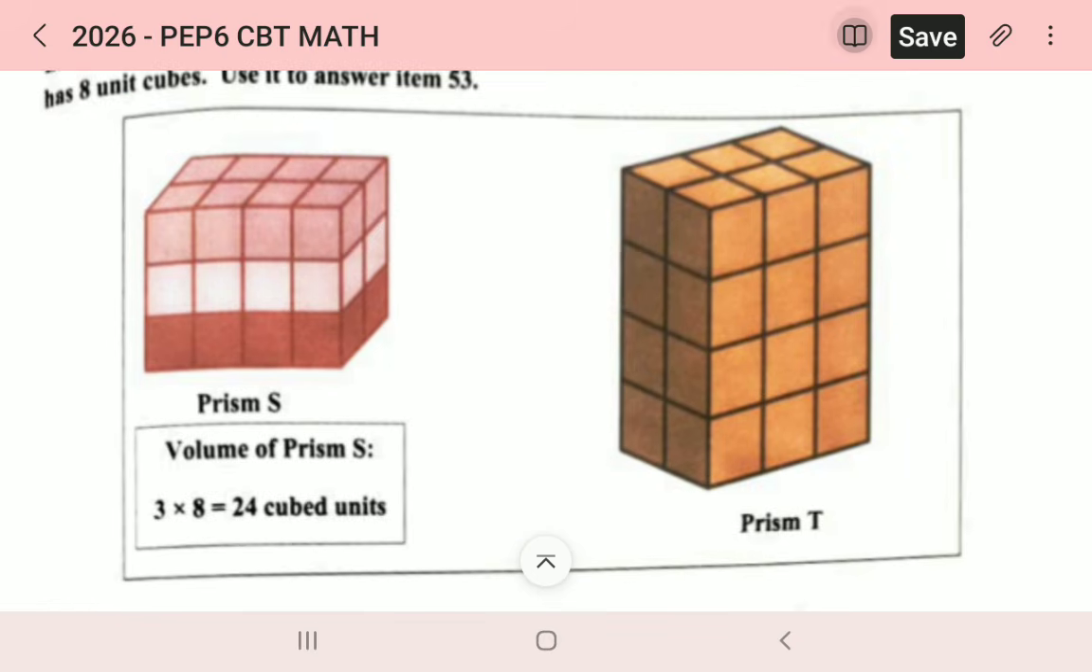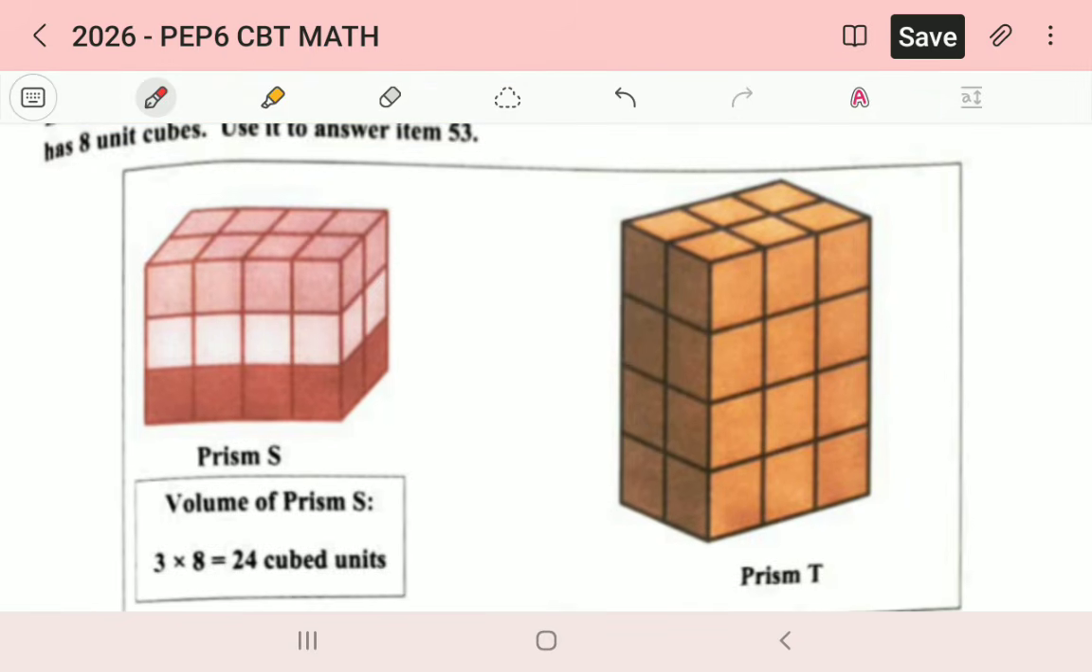So let's look. This is 24. 1, 2, 3, 4. Get it? So it says each of them has 8. So 4 times 2 is 8. 8 times 3. So let's look. 1, 2, 3 times 2, that's 6. And this is 1, 2, 3, 4. 4 times 6 is 24. So this is also 24.